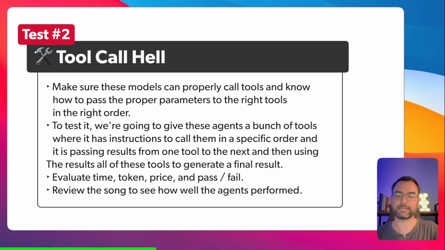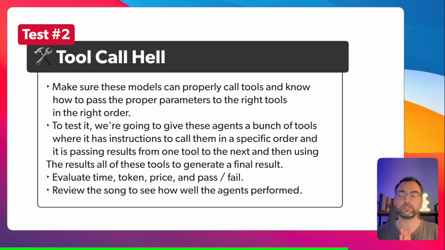So here's how we're going to test it. I gave all of these models a bunch of different tools that they could possibly call, and I want to make sure that they can call these tools with the right parameters and in the right order. To test it, we've given our agent, I believe, 5 to 6 different tools, and we've given it instructions on which order it should call the different tools and how it should pass the input from one tool to the next. So, tool hell. This is a very intensive test. And at the very end, it's going to use all the tool results to generate a final result. So I'm super excited to show you the test I built for it.